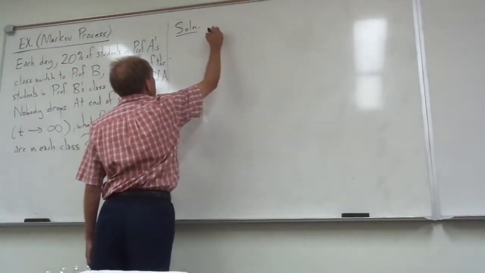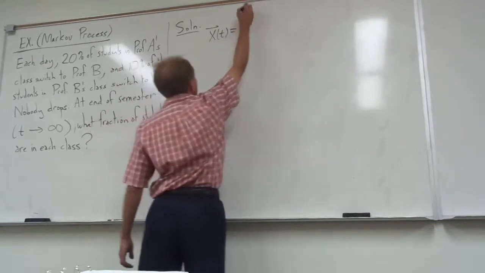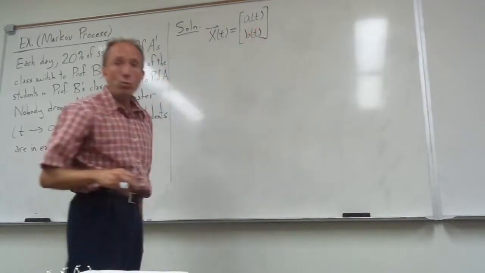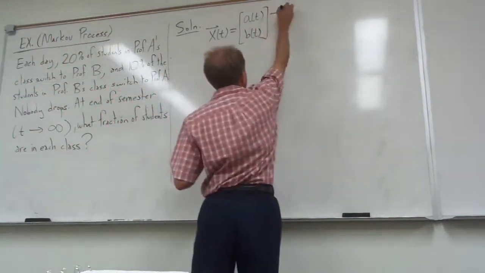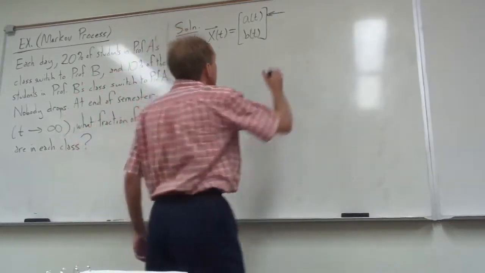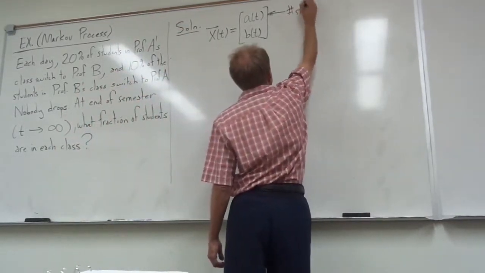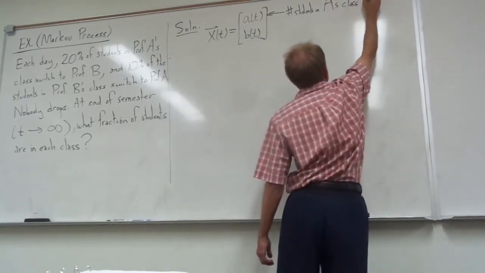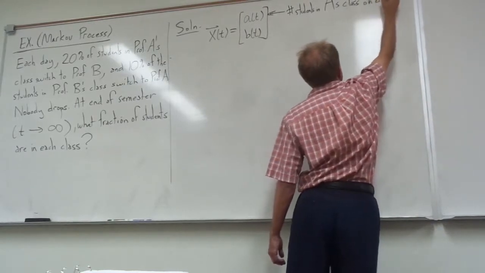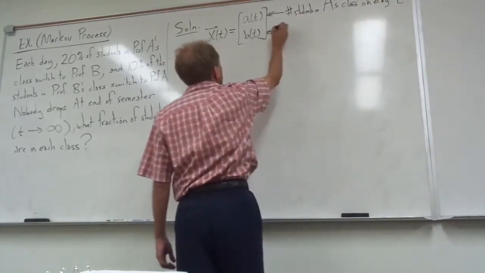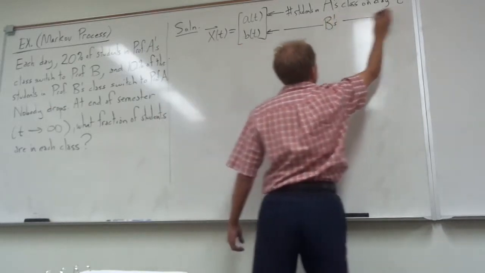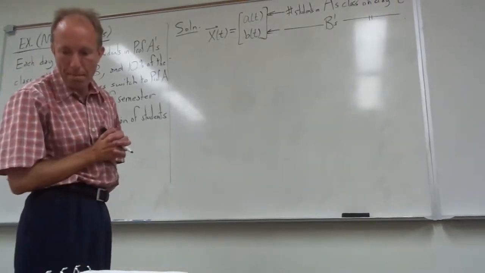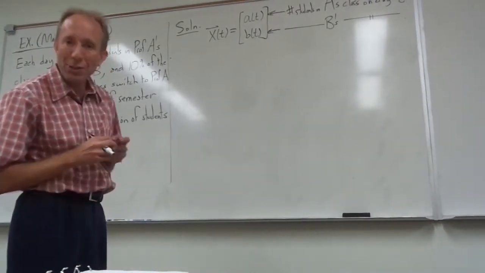What I'm going to do is create a vector, x of t, that's going to represent a of t and b of t, and these are going to be the students that are in each class on the tth day. So a of t is the number of students in Professor A's class on day t, and b of t is going to be the number of students in Professor B's class on day t. Okay? Hopefully that makes sense so far.